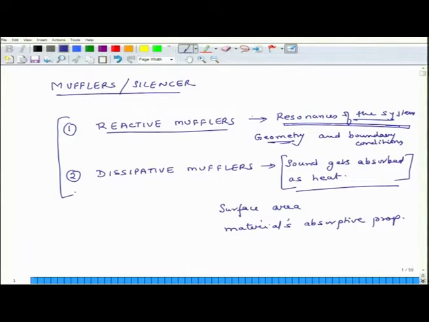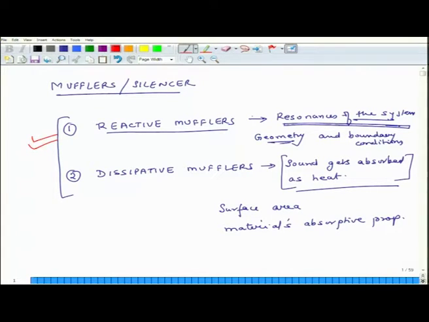What we will discuss this week is primarily different types of reactive mufflers. We will not discuss too much about dissipative mufflers, at least in this course, because of limited time available, but overall these are the two broad categories.